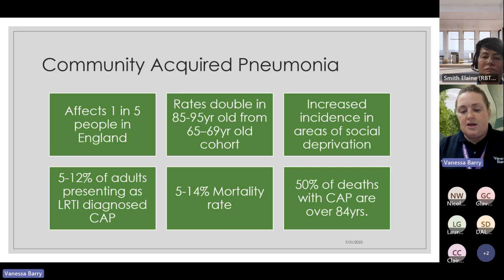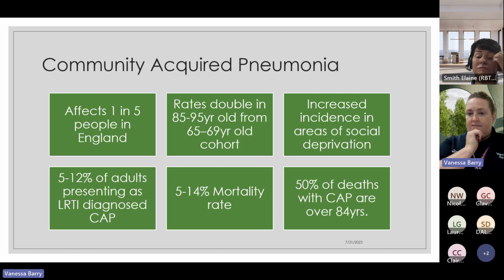So from a community-acquired pneumonia perspective, it's massive. It's the largest cause of mortality in the world. Essentially, 1 in 5 people are going to be affected in England. Rates double over the age of 85, in the cohort from 65 to 69 up to 85 to 95. There's an increased incidence in areas of social deprivation, and you'll know your own area, but here in Knowsley we do have quite a high level of social deprivation, so unfortunately higher levels of pneumonia.